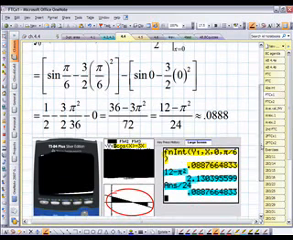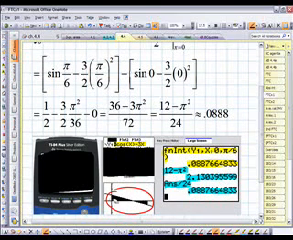And what's going on graphically is you're finding these areas in black. And of course, the area above the x-axis is positive, that below the x-axis is negative, and so net area is slightly positive.